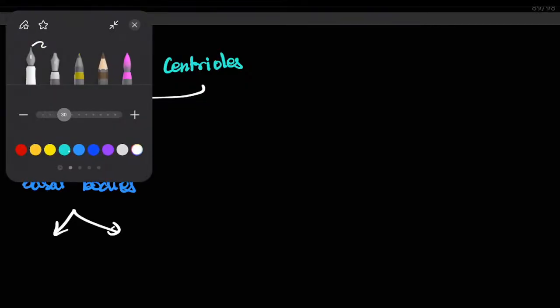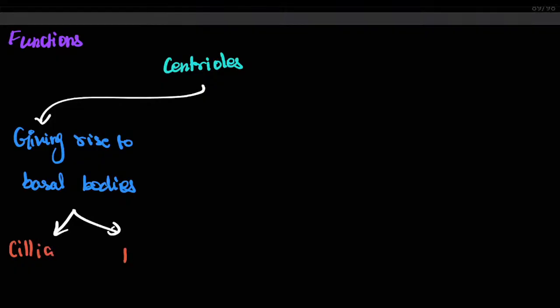Basal bodies is none other than the place for cilia and flagella, where it divides. The basal plate is the one that is going to divide this basal body, and then these rootlets are from the shaft or axoneme.